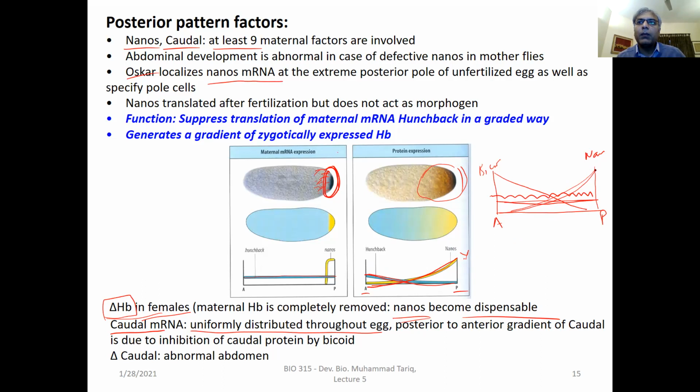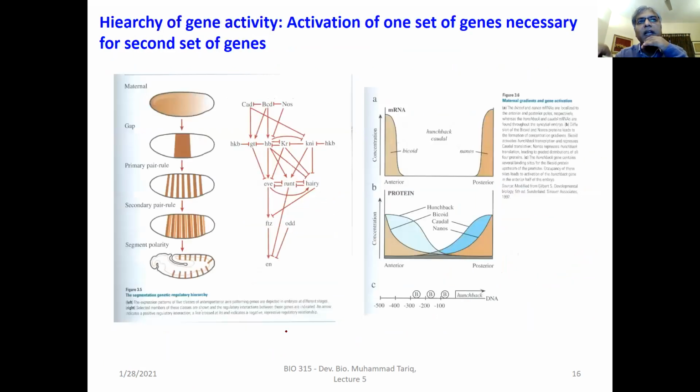Now, when fertilization takes place, what we see is high concentration of bicoid, and this bicoid actually results in a gradient of caudal. Caudal, which was messenger RNA, was uniformly distributed like this. The protein is restricted by action of bicoid. And if you have mutation in caudal, we see abnormal abdomen, so a posterior phenotype.